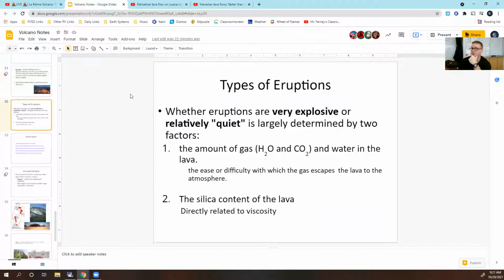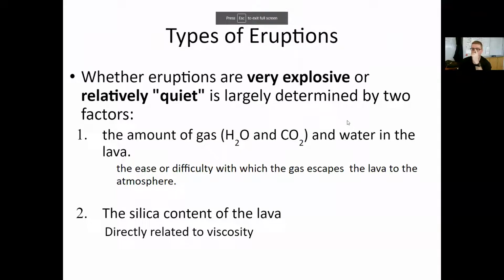And I'm just going to leave you with this last slide right here that gives you a little bit more information about determining whether or not eruptions are going to be explosive or relatively quiet. Again, it has to do with the amount of gas and the amount of silica content that's in the lava, or the viscosity.